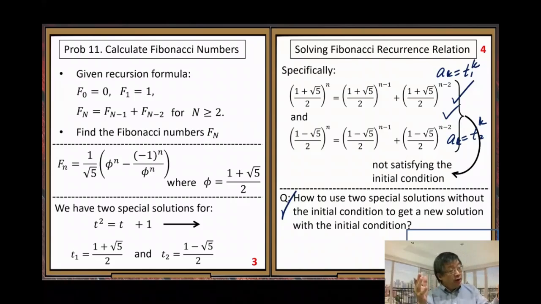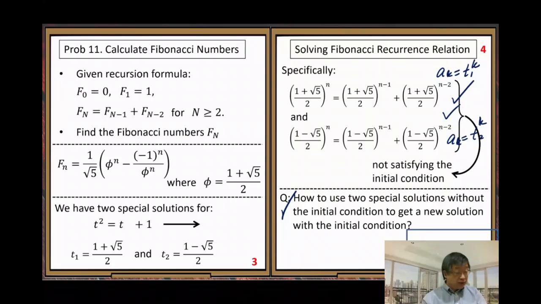Our starting point, we have two special solutions. Our goal, we need to find a new solution. New solution we can build on top of those two special solutions. But we need our new solution to satisfy the initial condition. So that is what we need to do at this point.